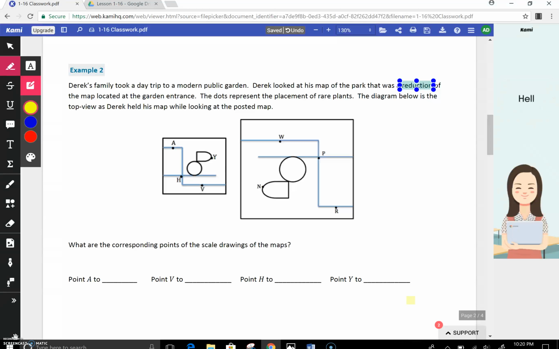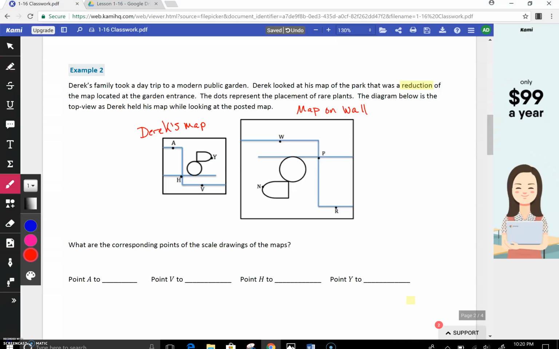So kind of confusing. Let's label this. Alright, so we've labeled these 2, and you can pause for a second if you need to. Derek's map is the smaller one. He's holding that in his hands. And then the larger one is the map that's on the wall. So if you look at these 2 maps, they're the same, but you should be able to notice some differences about them.